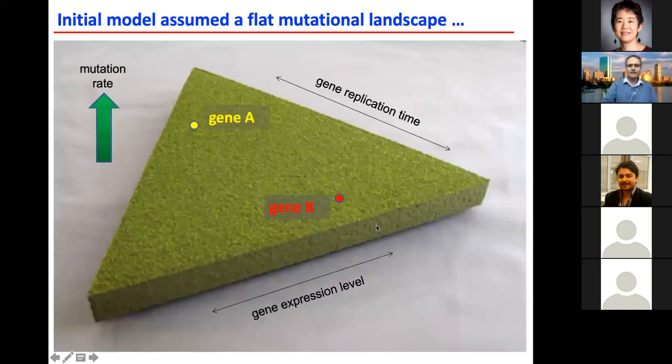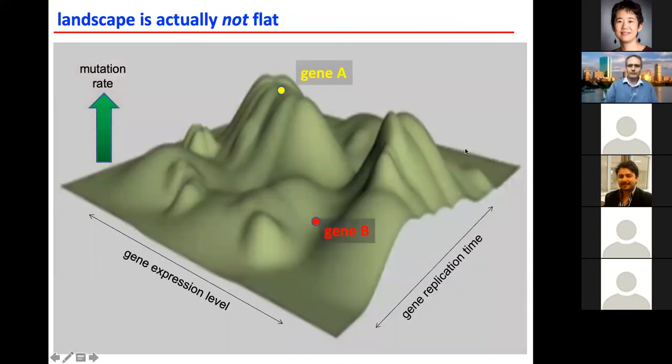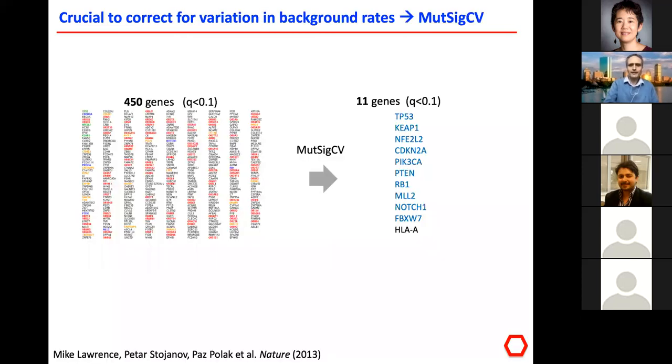So instead of estimating a flat mutation rate, we had to estimate this kind of rugged mutation rate throughout the genome. And when we did that, we developed MutSig CV, which, instead of 450 genes, gave us 11 genes, including a new one, HLA-A.